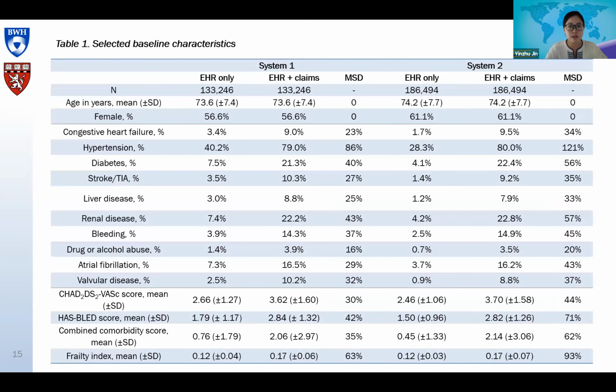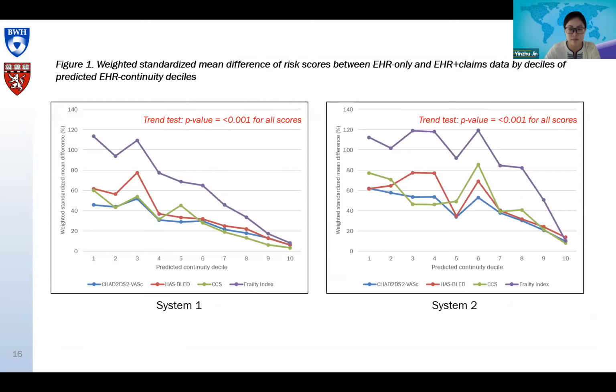Here are our results. We'll begin with selected patients' characteristics. We included over 133,000 individuals with a mean age of 73 and 74 in EHR System 1 and System 2. Using EHR plus claims data, you can see that we were able to capture substantially more comorbidities, which are the components of the study risk scores. And this led to a mean standardized difference of risk scores ranging from 30 to 93%.